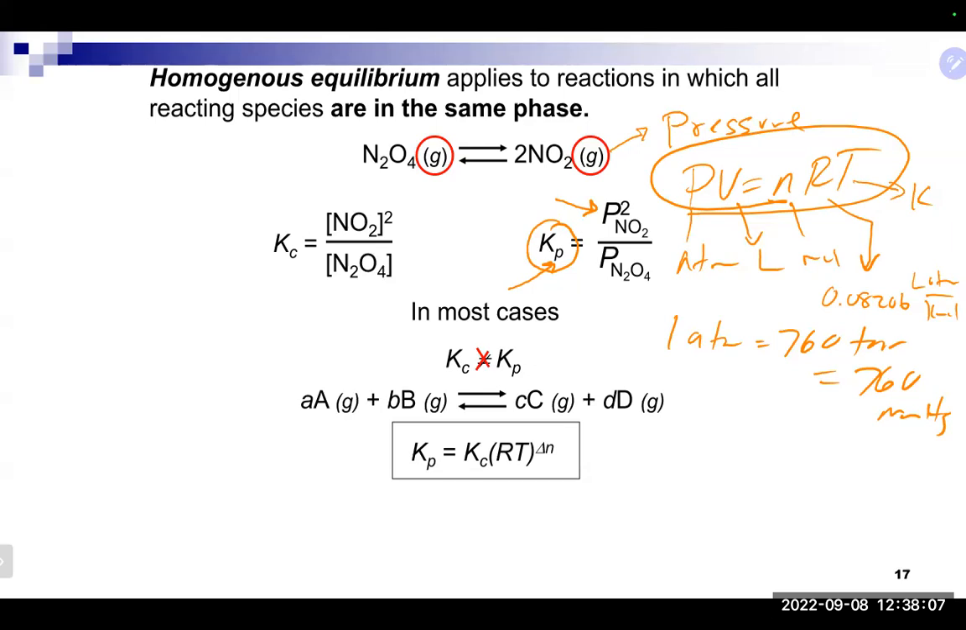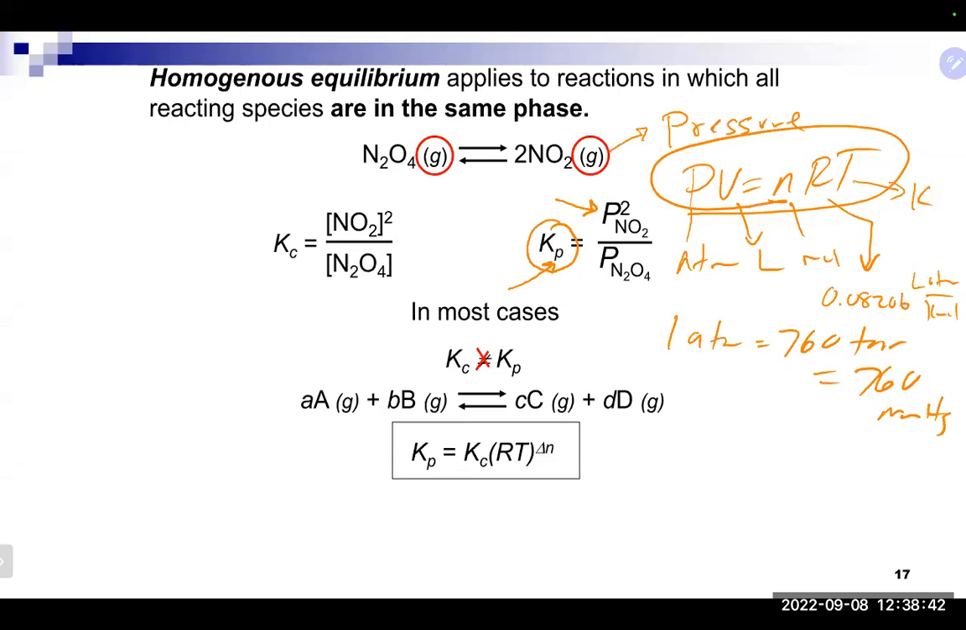But for the most part, especially when we do what are referred to as ICE tables, you actually need to convert it to atmospheres, do the calculation, and then go from atmospheres to torr. So it's really important to keep in mind that a lot of times you do need to convert pressures into atmospheres when you use them in the calculation, and then obviously convert to whatever unit you may be looking for. Now, the KC value and the KP value in most cases do not numerically equal the same value, but they tell you the exact same thing.